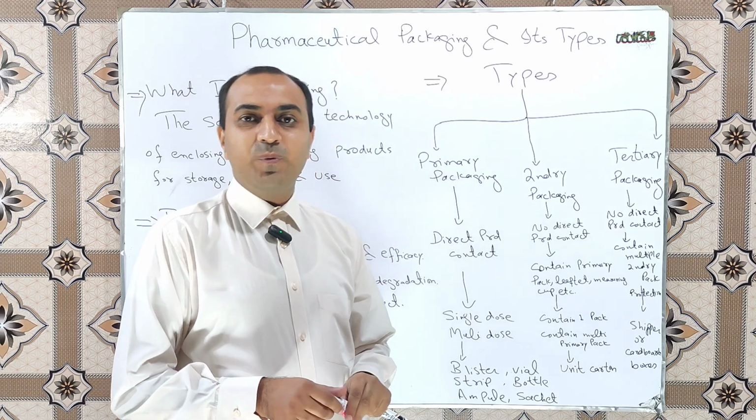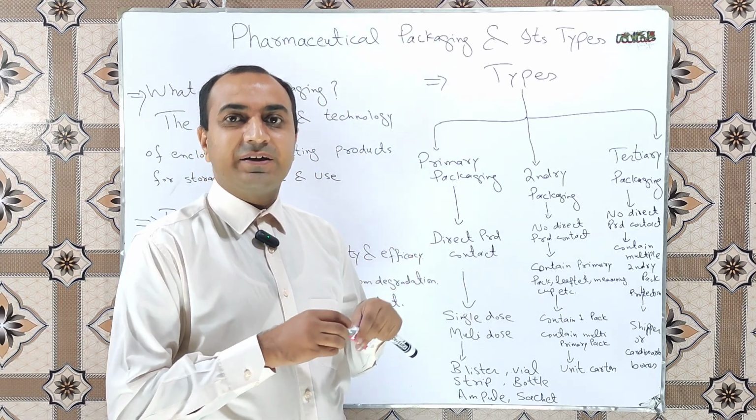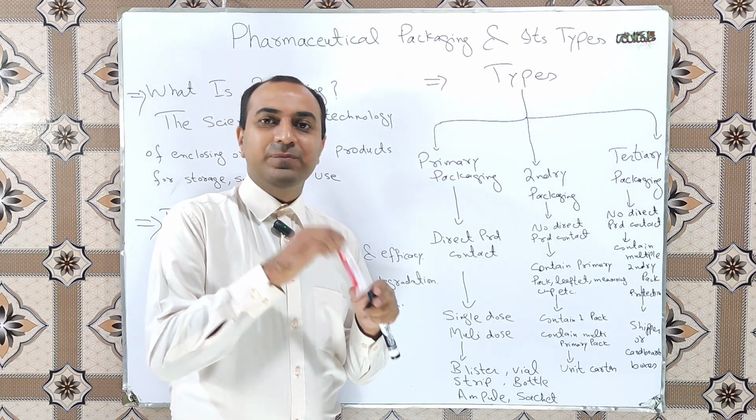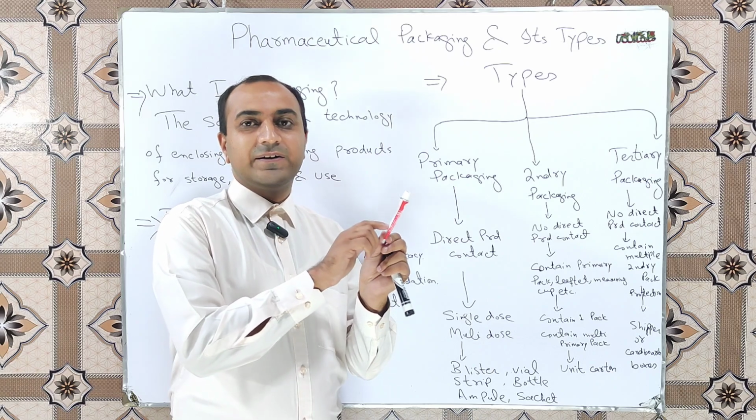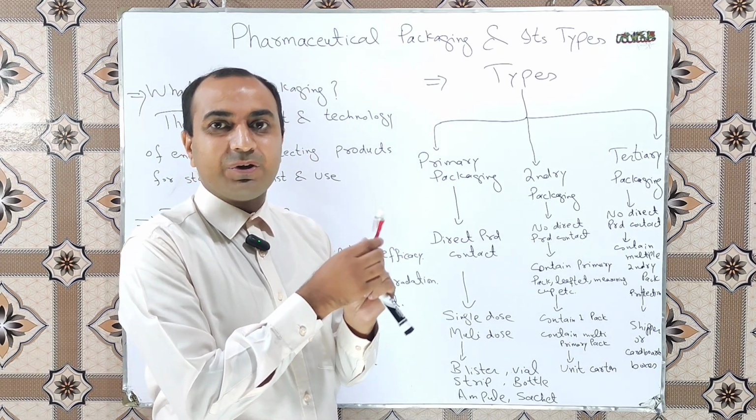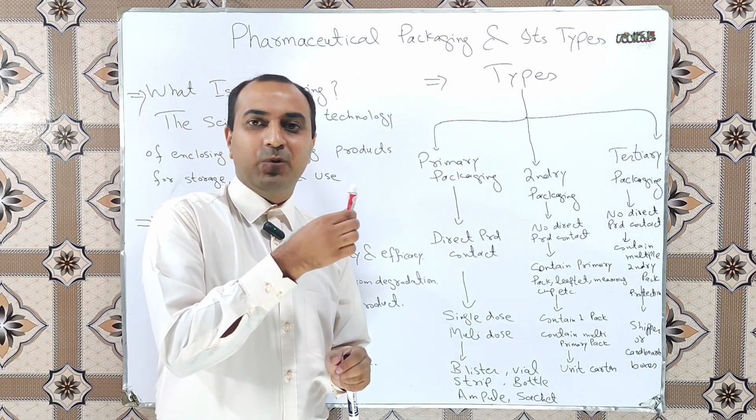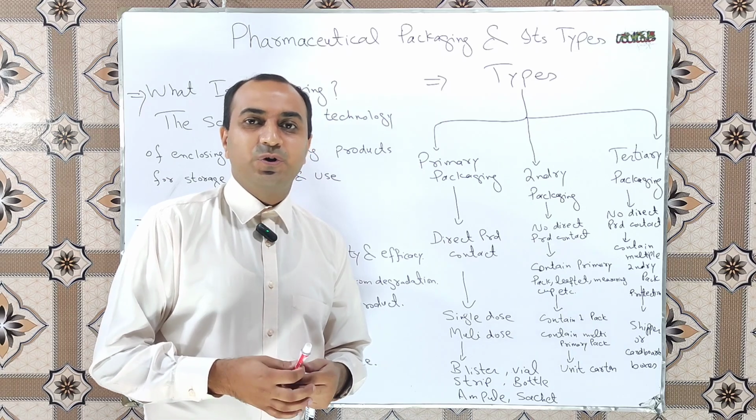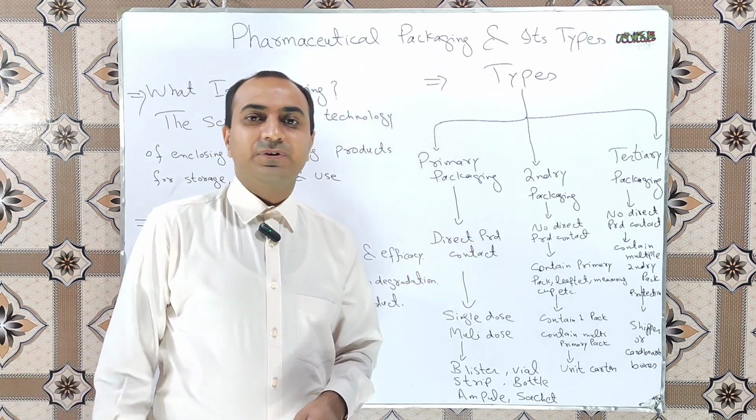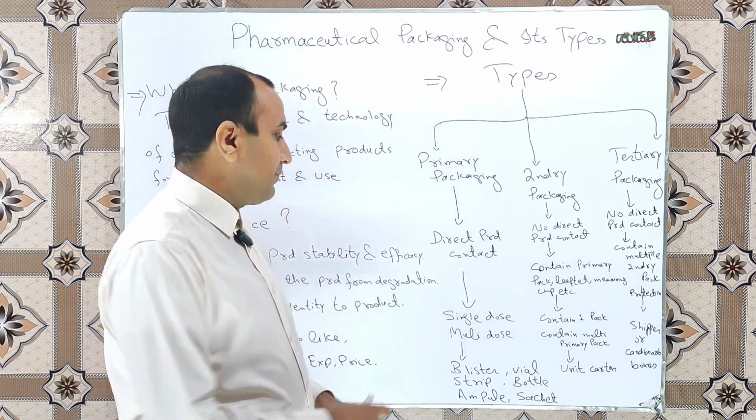Here we have a tube and inside we can see that here is our product, which is the cream. So when we fill our cream in this tube, this cream has direct contact with the tube. So this tube is known as primary packaging because this tube has direct contact with our product and the product inside is the semi-solid dosage form. So the product has direct contact with the packaging material. This type of packaging is known as primary packaging.